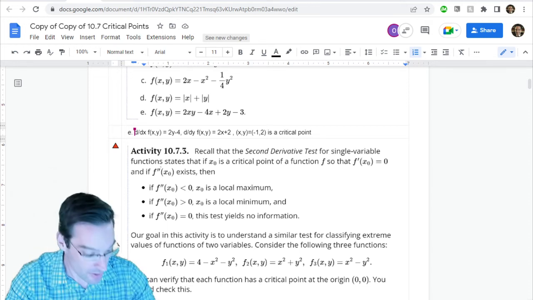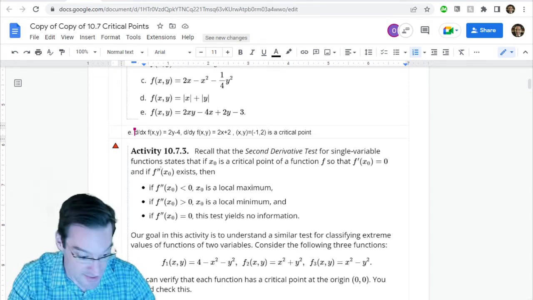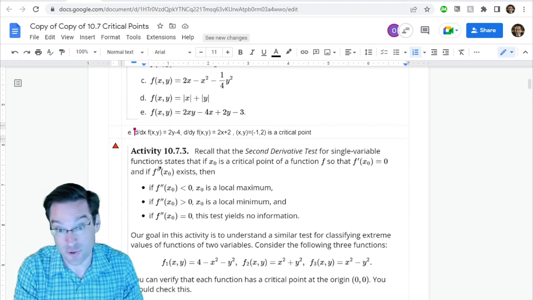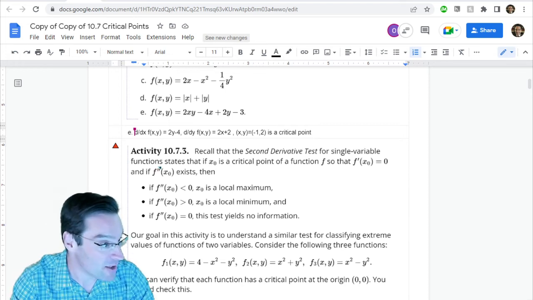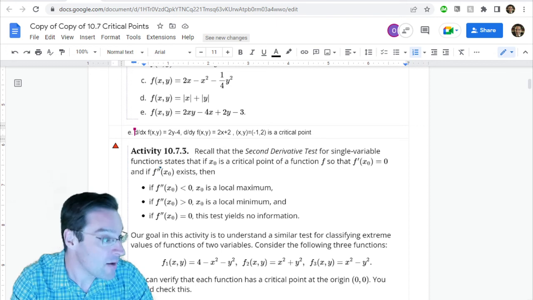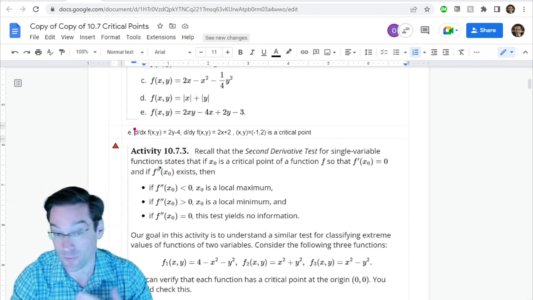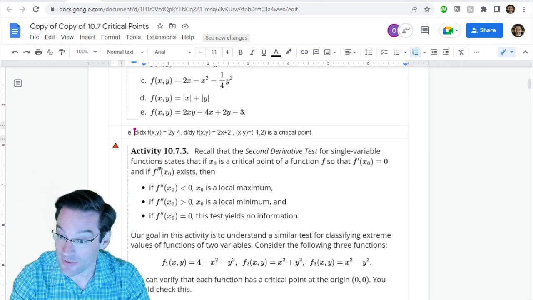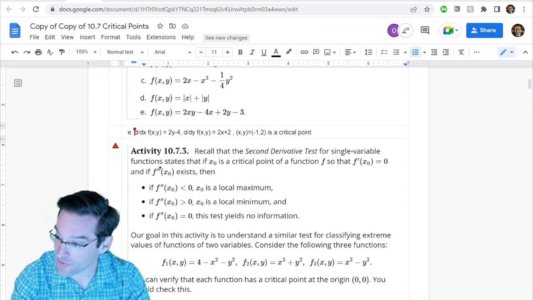Okay, so the next step for us, now that we know how to find critical points, the real interesting question is, how do we tell which critical points might be local maximums, which critical points might be local minimums, and which ones are neither? And so that's going to be the focus of the next activity.